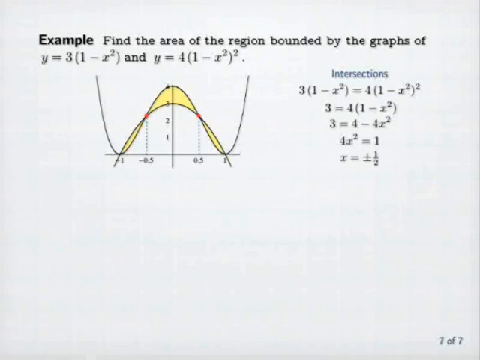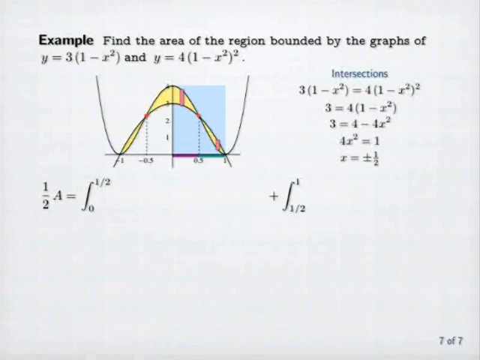Now notice that we have symmetry here about the y-axis, which tells us that we may as well just compute half the area and then multiply by 2 later. Now since the curves cross at x equals 1/2, we're going to need to break the calculation up into 2 parts. We'll calculate one integral from 0 to 1/2, and then another integral from 1/2 to 1.